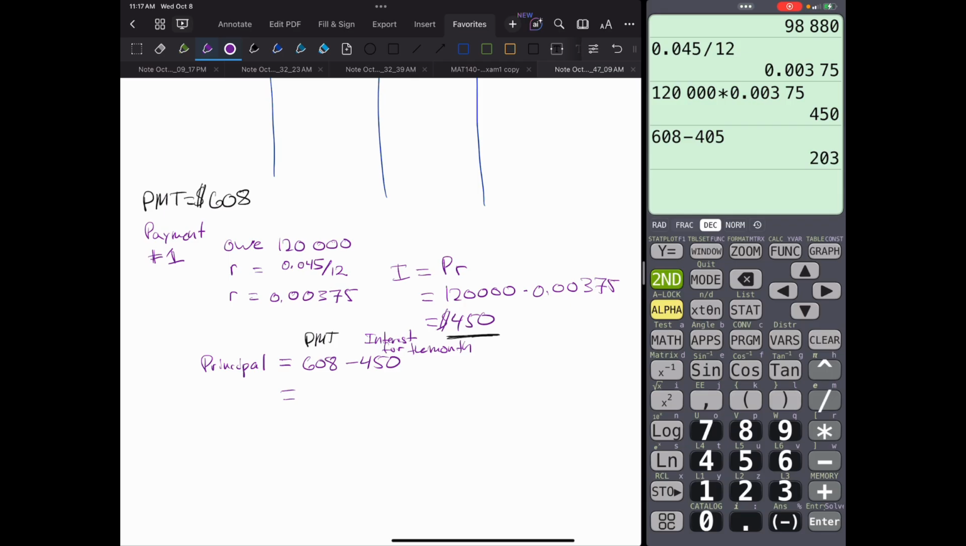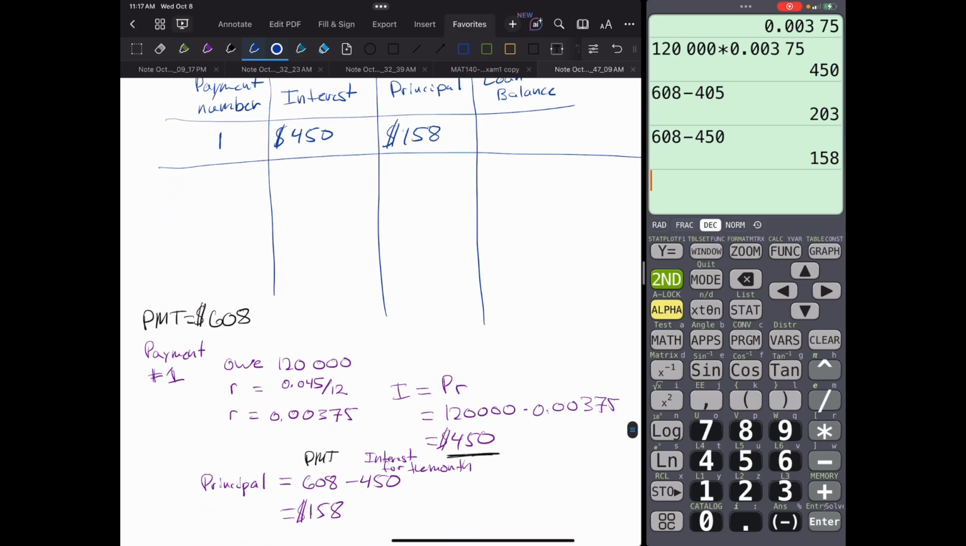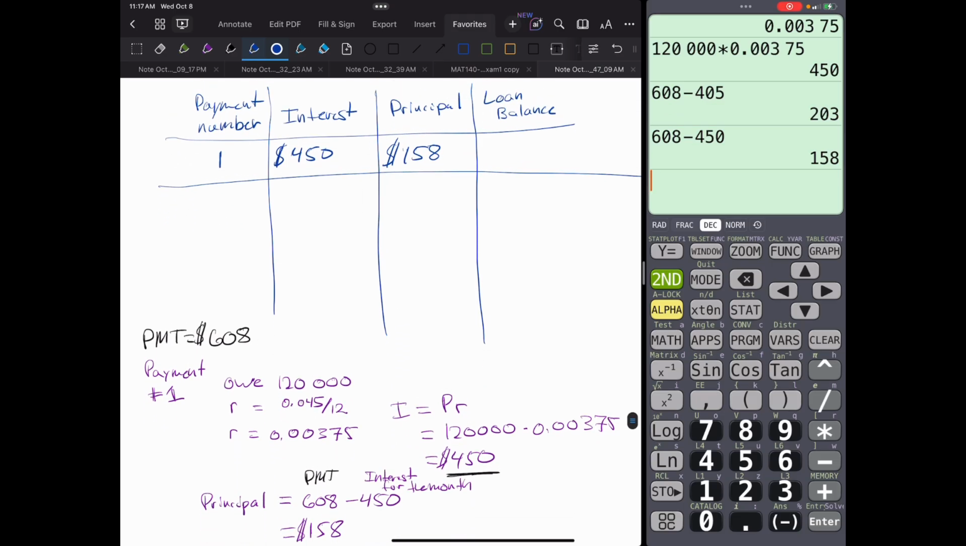And yeah, wait. No, I messed up. I messed up my typing. 608 minus 450. I was right. Makes me happy. Okay, 158. And so when I go back up here to this principal part, I put in that $158 actually went into paying down the principal.